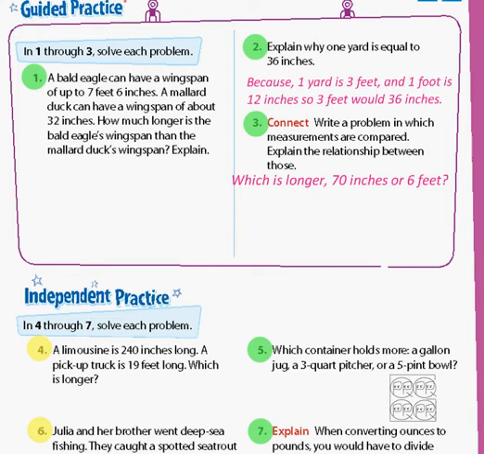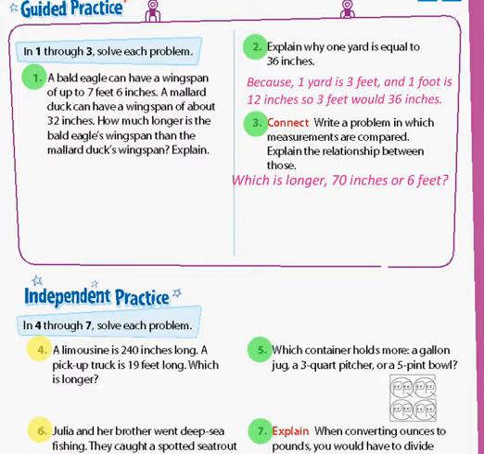Okay, on this worksheet we're going to be working on measurement. In 1 through 3, solve each problem. Problem number 1. Okay, a bald eagle can have a wingspan of up to 7 feet 6 inches. A mallard duck can have a wingspan of about 32 inches. How much longer is the bald eagle's wingspan than the mallard duck's wingspan, and explain.